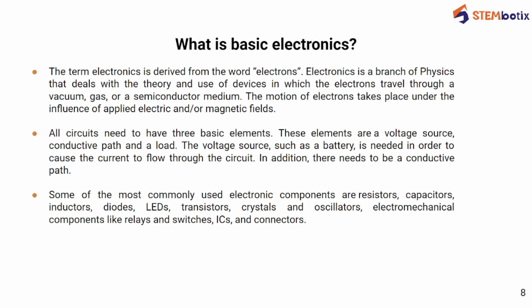All circuits need to have three basic elements. When you are going to build a circuit, you should have at minimum these three elements. The first element is a voltage source, the second one is a conducting path, and the third one is the load. The voltage source, such as a battery, is needed in order to cause the current to flow through the circuit. In addition, there needs to be a conductive path through which your current will flow, and after that, a load, or you can say a bulb or anything like that, which is going to illuminate or start.